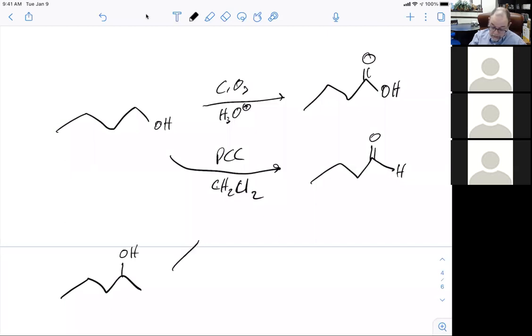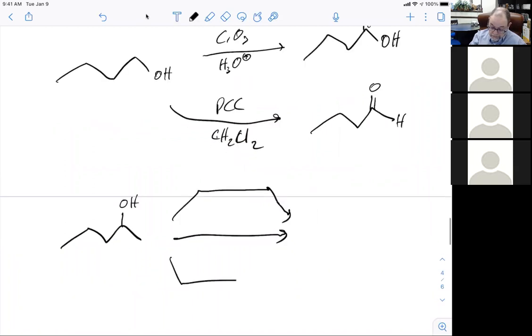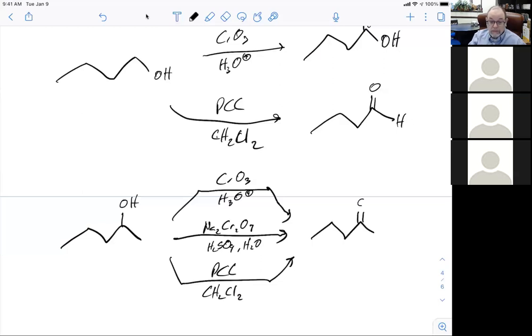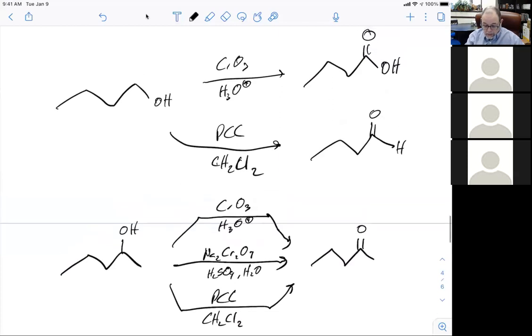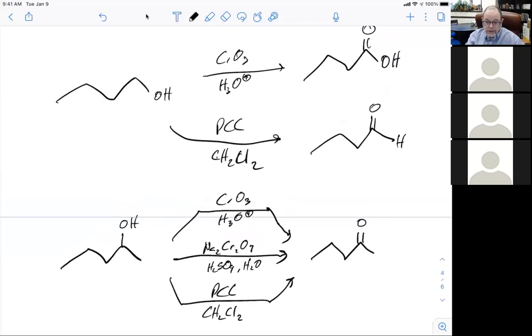If we use a secondary alcohol, whether we use the chromium anhydride in acid, sodium dichromate and acid, or the PCC in methylene chloride, we're going to end up with the ketone. Okay, questions about these?